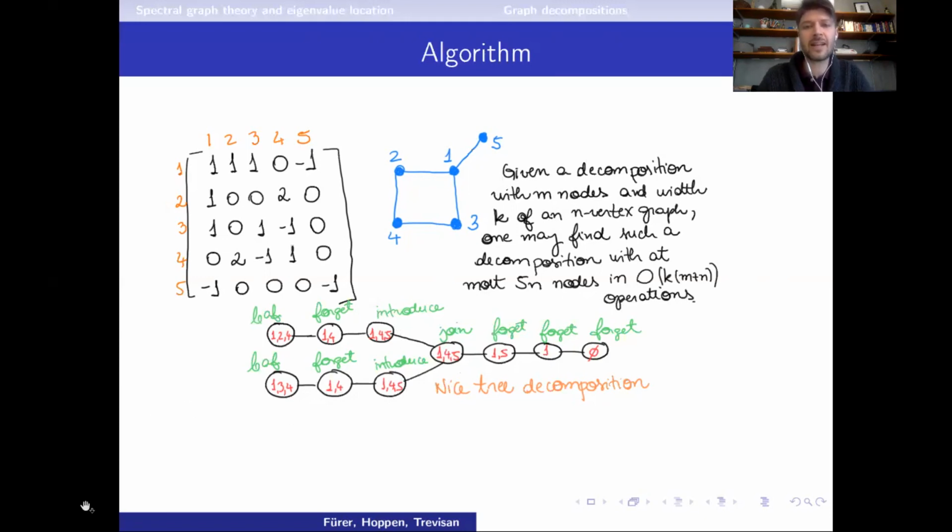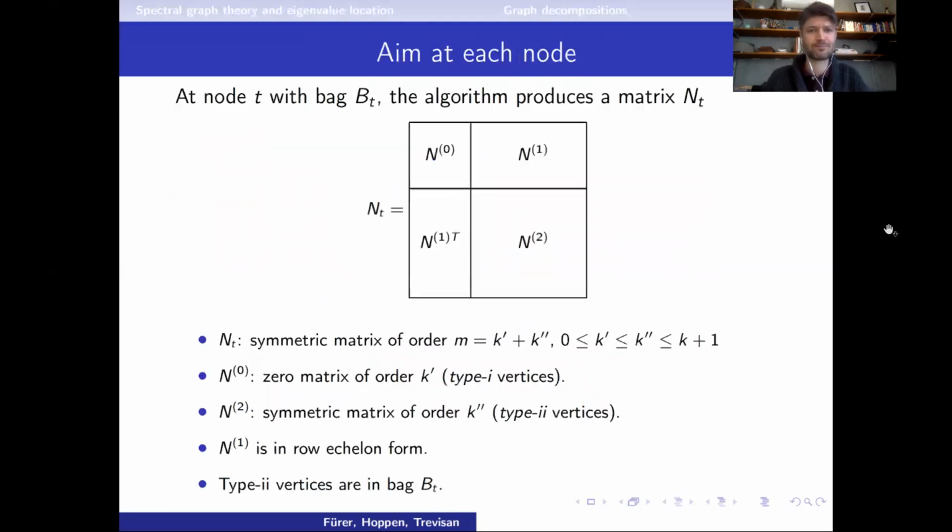And it's a fact that given a tree decomposition of width k of an n-vertex graph, one may find such a decomposition with at most 5n nodes in this number of operations. And 5n also counts these edge nodes that we have in an edge explicit decomposition, which I'm going to talk about a little bit later. Good. So let's understand what's the structure computed at each node.